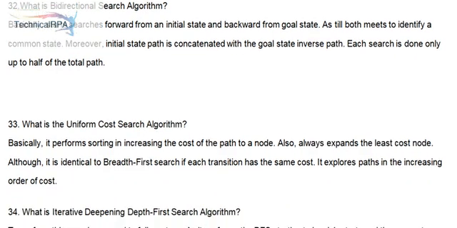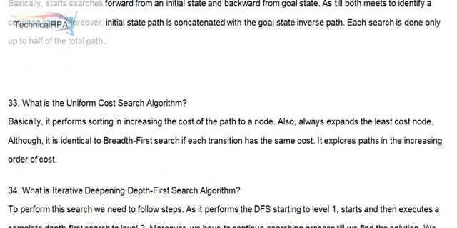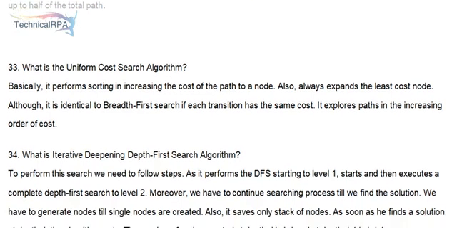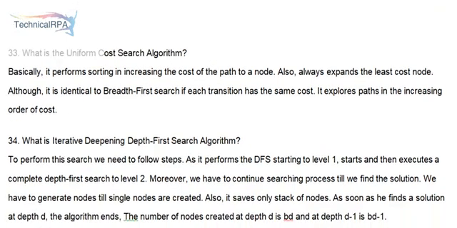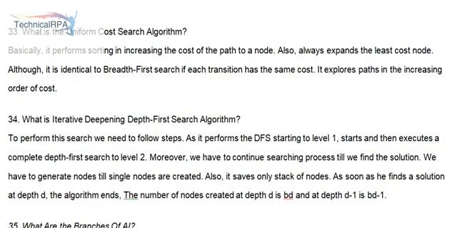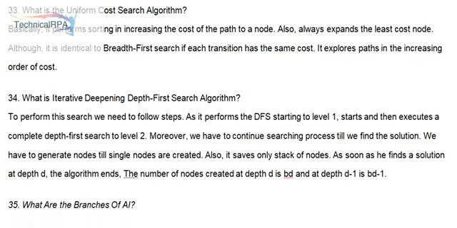33. What is the uniform cost search algorithm? Basically, it performs sorting by increasing the cost of the path to a node. Also, it always expands the least cost node. Although, it is identical to breadth first search if each transition has the same cost. It explores paths in the increasing order of cost.